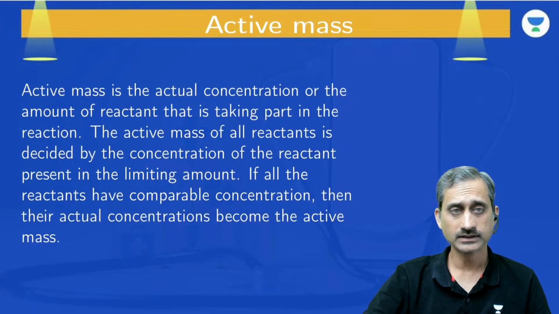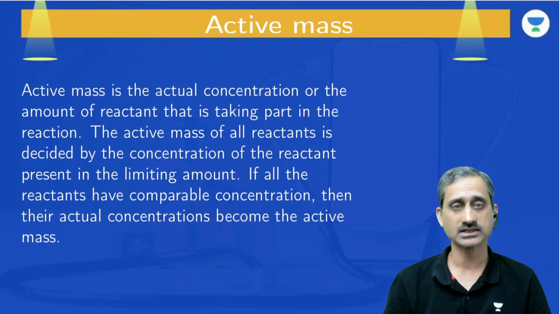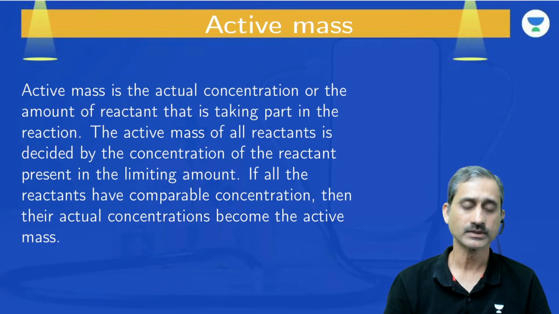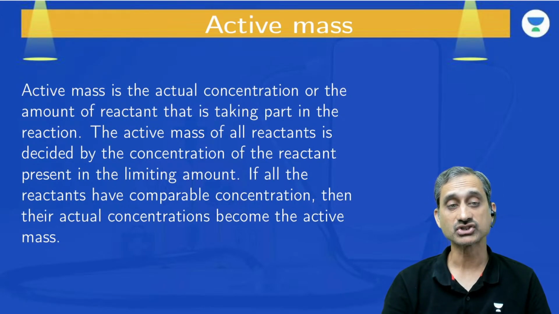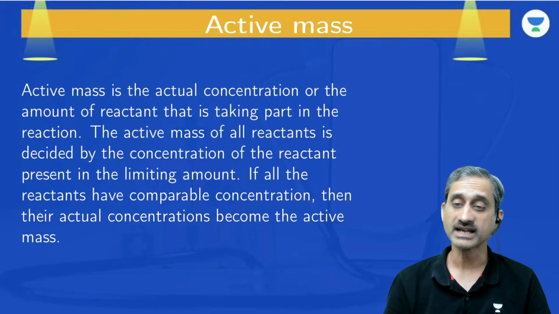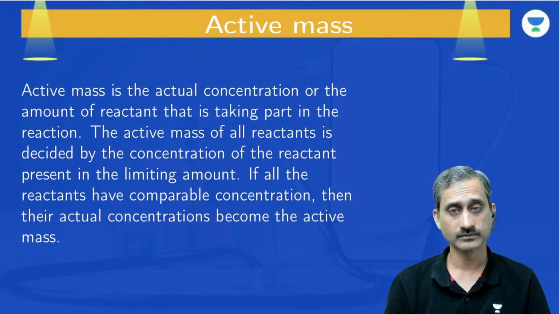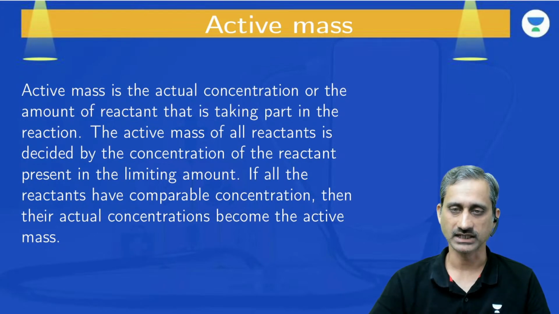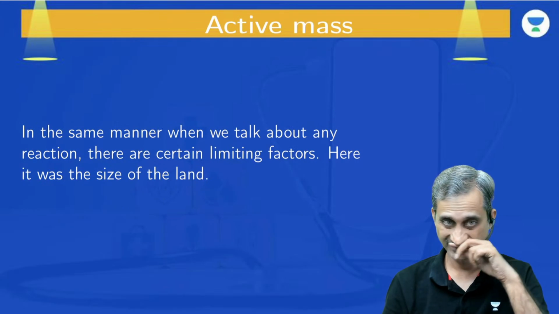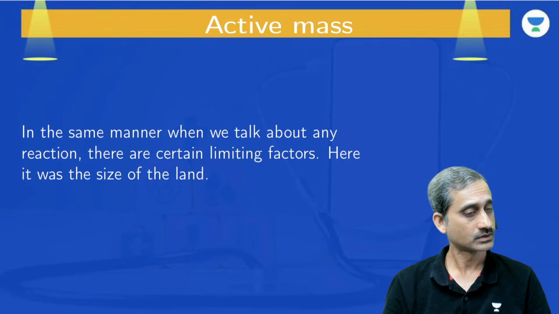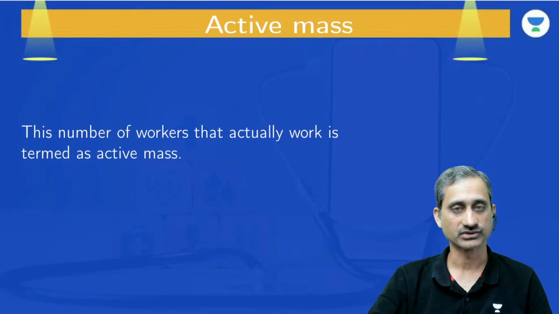Is it clear? So active mass is the actual concentration or the amount of the reactant that is taking part in the reaction. Fine. The active mass of the reactant is decided by the concentration of the reactant present in the limiting amount. That is the least amount, which is going to determine the rate of the reaction, the factor which determines how fast the reaction goes. Now, if all the reactants have comparable concentration, then the actual concentration becomes the active mass. In fact, actual concentration raised to the power of the order. Order actually takes care of that. Okay? So that is what we have as the limiting factors.